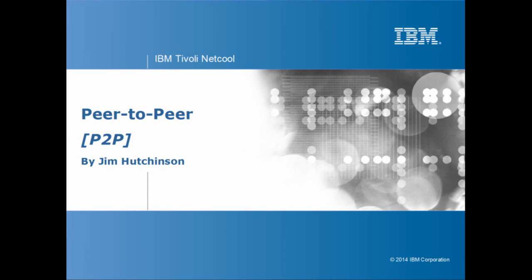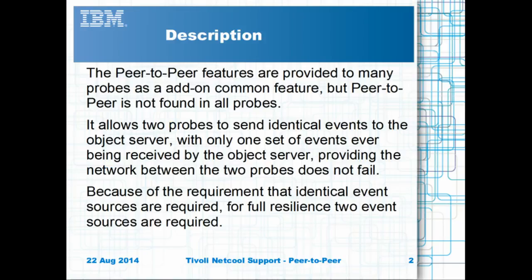Hello, this is a bite-sized presentation on the probe feature called peer-to-peer. Peer-to-peer or P2P is a common feature, but is not always available. Use the "-dump props" option to check to see if the peer-to-peer properties are available before attempting to use peer-to-peer.